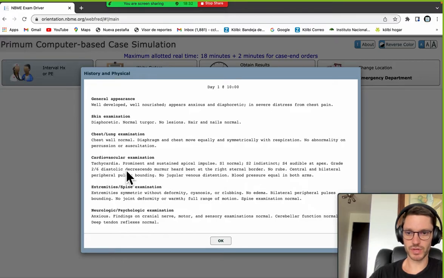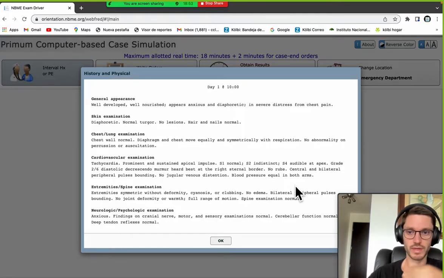Grade 2 to 6 diastolic decrescendo murmur, heard best at the right sternal border. No rub, central and bilateral peripheral pulses bounding. No jugular venous distension, blood pressure equal in both arms. Diastolic decrescendo at the right sternal border.